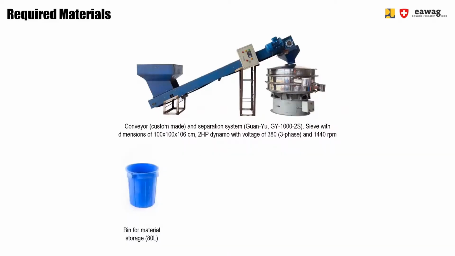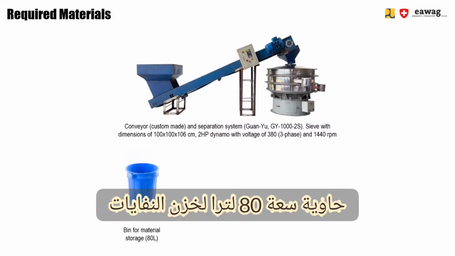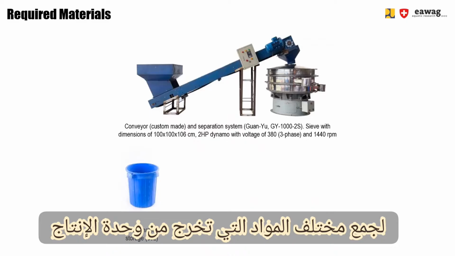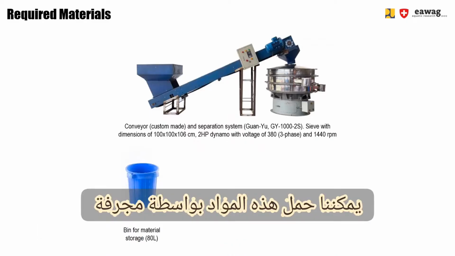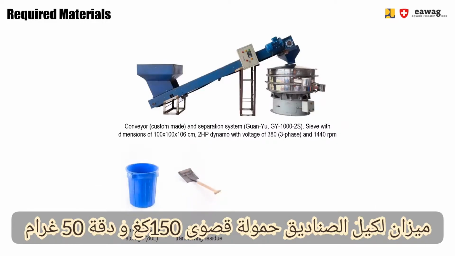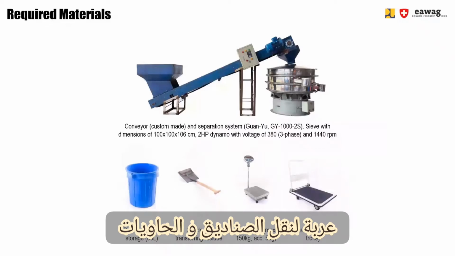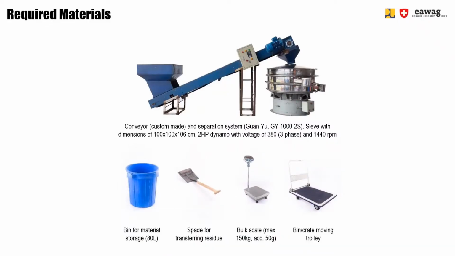We use bins for material storage. Ours are 80-liter versions to collect the different materials that come out of the outlets. We then can move these materials around using a spade. We can weigh the crates on a bulk scale with a max capacity of 150 kilograms and accuracy of 50 grams. And we can move around bins and crates and the scale using a trolley.